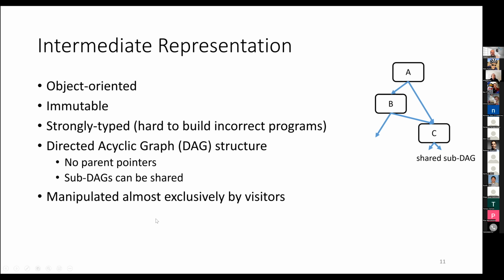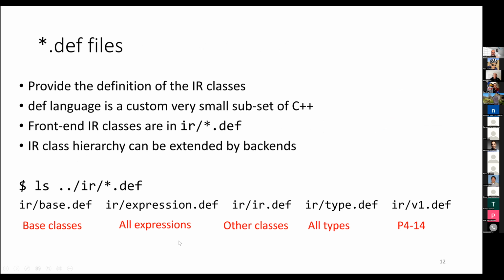And yes, this IR data structure, you don't have to worry about it too much. You have to understand what it is, but it's manipulated almost exclusively by visitors. The visitors will traverse these type trees and they will produce type trees.